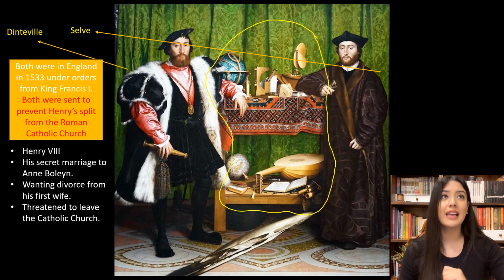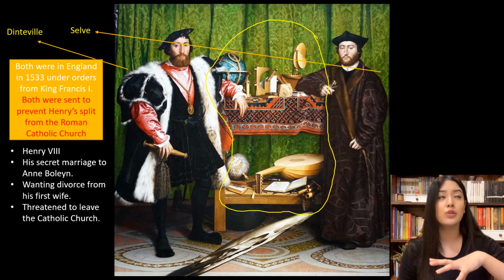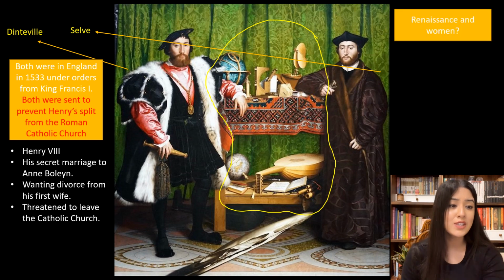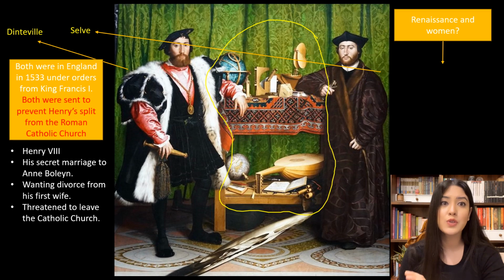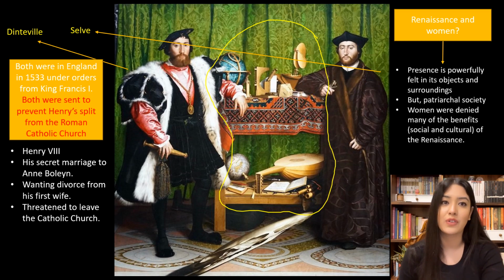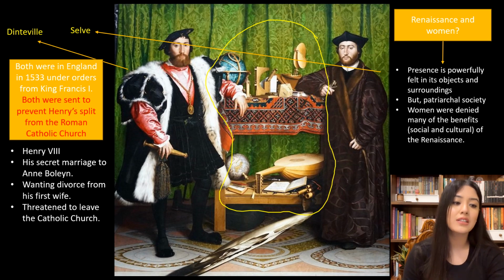So this is also interpreted to depict the condition of women during the Renaissance. So Renaissance and women, you know, there's no presence. Okay, I mean, there's no depiction of women in the painting, but their presence is powerfully felt in its objects and surroundings, because nowhere beside any object is there a woman. So what does this highlight? That it was a patriarchal society, and women were denied many of the benefits, social and cultural, of the Renaissance.